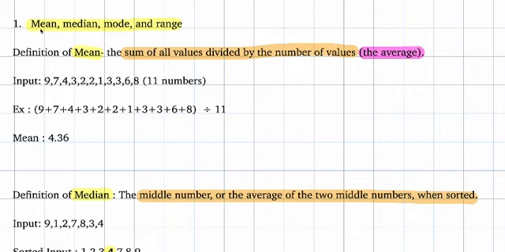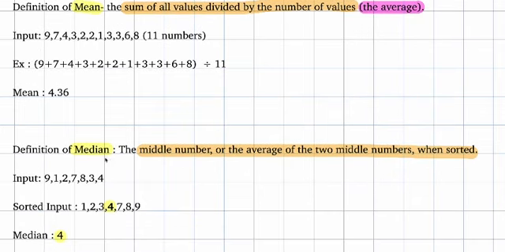Let's start with the four most common statistical tools: mean, median, mode, and range. The mean is the average, sum of all values divided by the number of values. Let's take this input here: 9, 7, 4, 3, 2, 2, 1, 3, 3, 6, and 8. We have 11 values in this input. So we sum whatever our input is and divide by 11, we get the mean, which is 4.36.